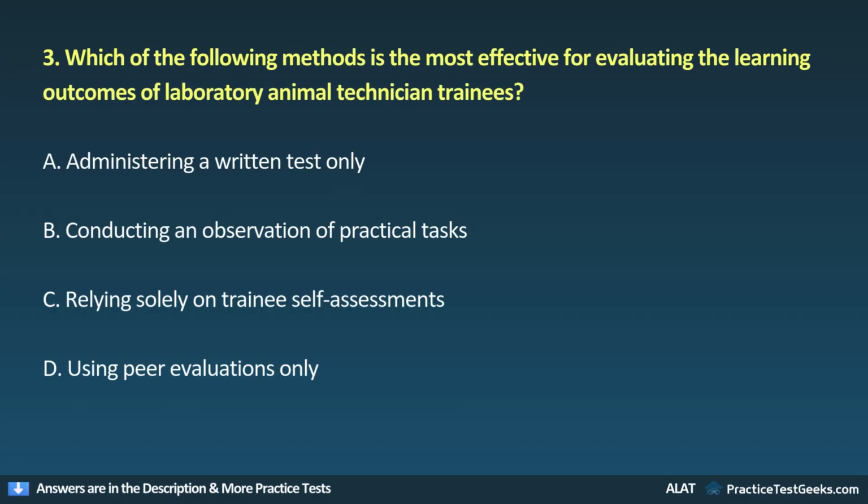3. Which of the following methods is the most effective for evaluating the learning outcomes of laboratory animal technician trainees? A. Administering a written test only. B. Conducting an observation of practical tasks. C. Relying solely on trainee self-assessments. D. Using peer evaluations only.